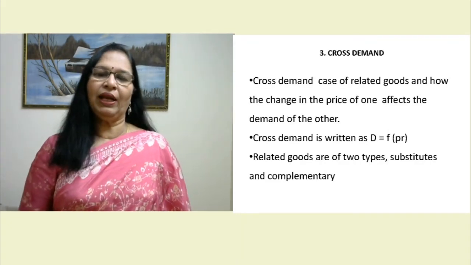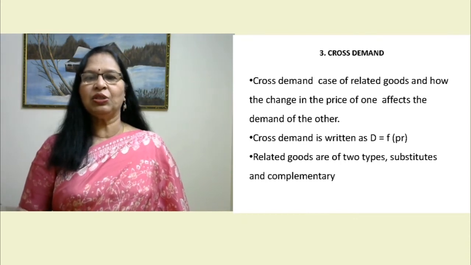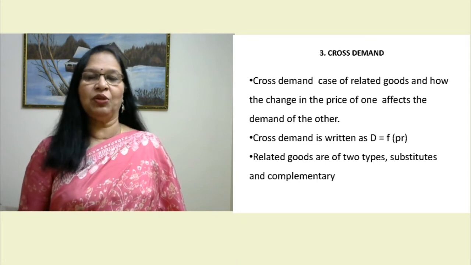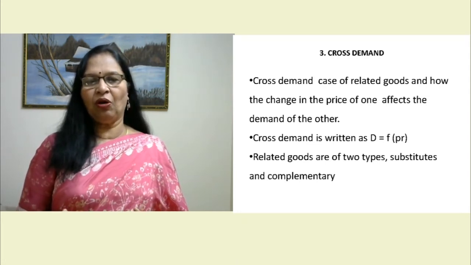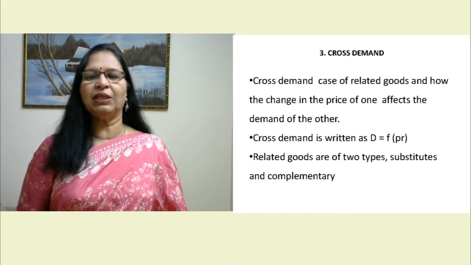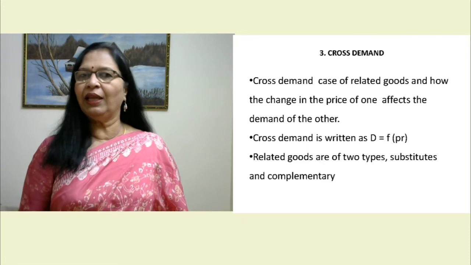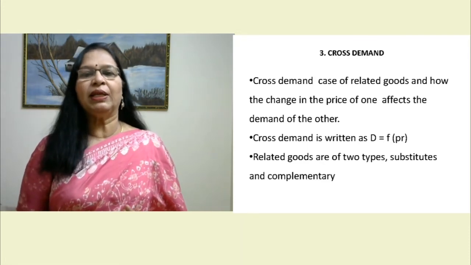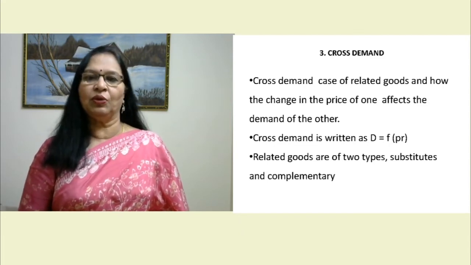There is something called cross demand, and cross demand relates to the change in the price of related goods. I just explained to you substitute goods or complementary goods. That is what it is. When the prices of the substitute or the complement change, then the quantity demanded of that good will also change. So it is written as D is a function of price of related goods.